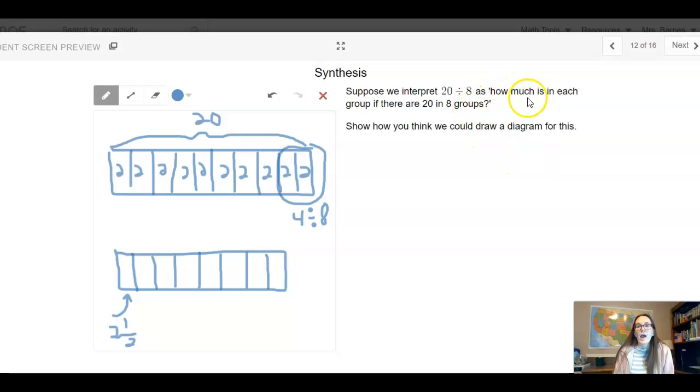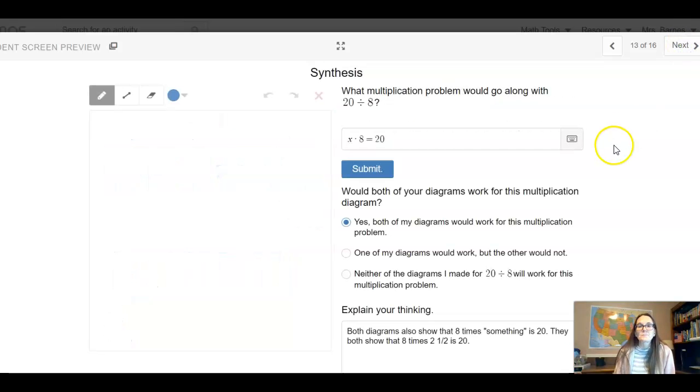Whereas if I think of it as how much is in each group, well, at first I took my 20 and I divided by 10. There were 2 in each group, but that was too many groups. I had to take these 4 at the end here and divide those equally between my 8 groups. So now I've drawn my diagram with just 8 groups, and there would be 2½ in each. And if I add that 2½ up 8 times, I will get my total of 20.